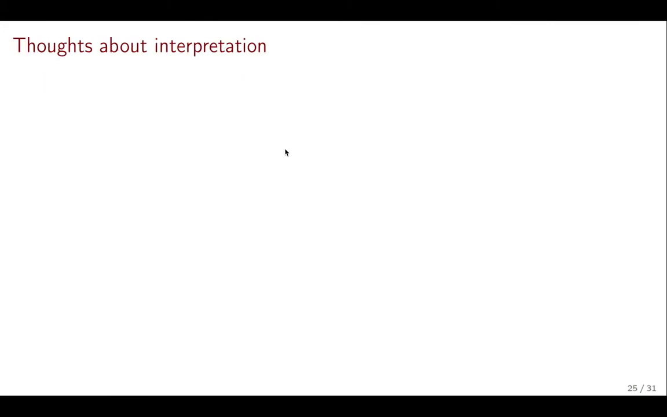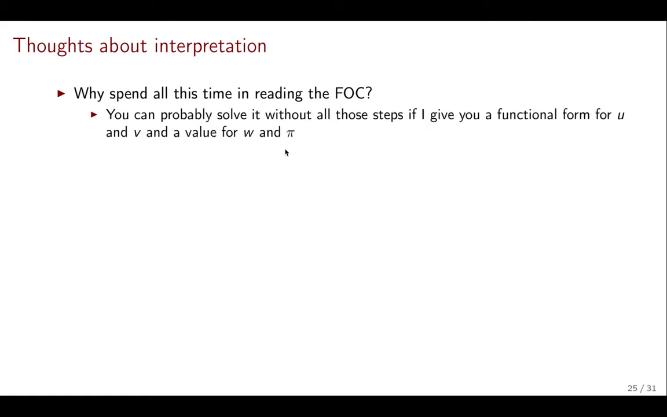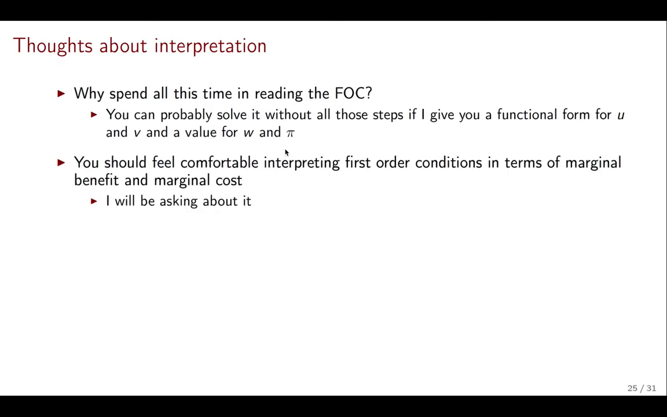Finally, some thoughts about interpretation and why I'm spending all this time thinking about how to interpret the first order condition that you've been getting again and again in all your previous courses. Well, it's really worthwhile to spend time reading them, just looking at how they are. You can probably solve them without all these steps. If I give you a functional form for the utility or a value for profits and a value for wages, you can mathematically solve for the optimal value of consumption, the optimal value of labor. But you should feel comfortable interpreting first-order conditions in terms of marginal benefits and marginal cost. In part because I'll be asking about it extensively, but more importantly because this interpretation is key.